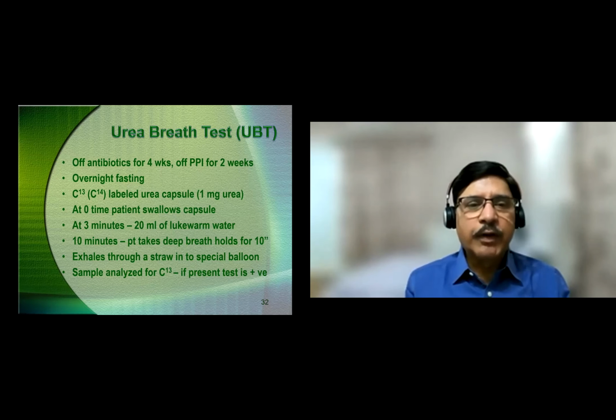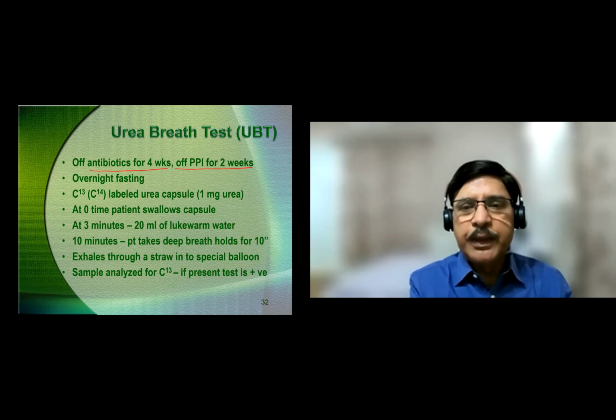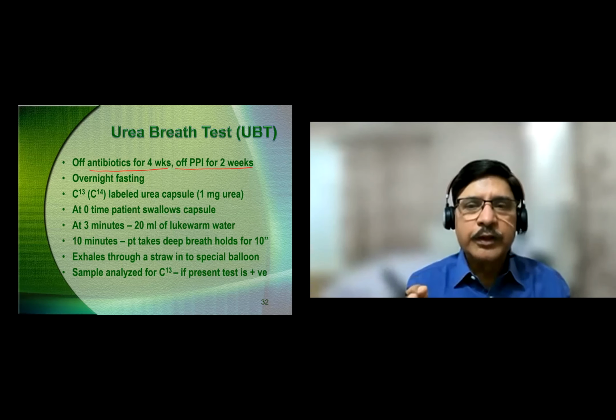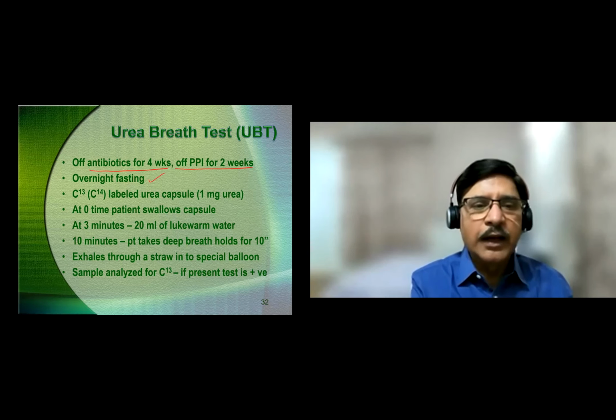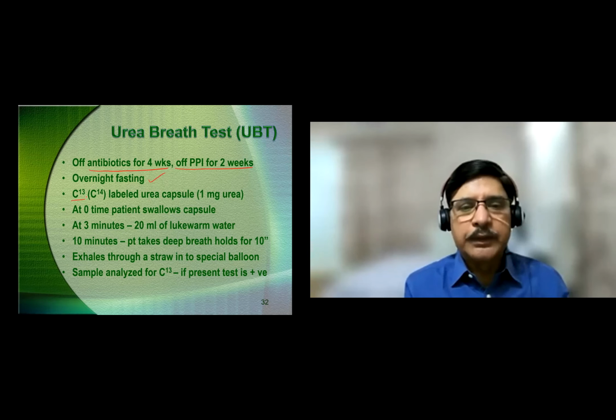We'll see a little bit about the urea breath test. What we have to do: off antibiotics for 4 weeks, off PPI for 2 weeks. Stop PPIs for 2 weeks, no antibiotics for 4 weeks. Let the H. pylori grow, and then overnight fasting is done. We give C13, carbon 13 labeled urea, 1 capsule.